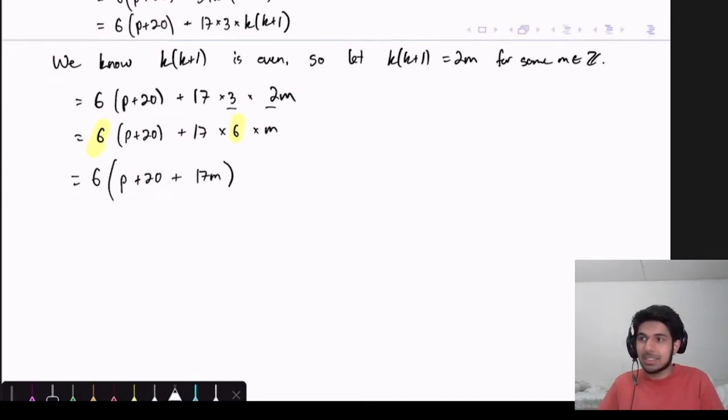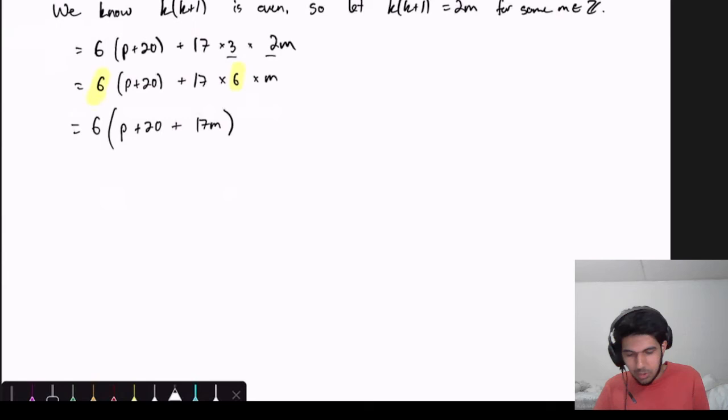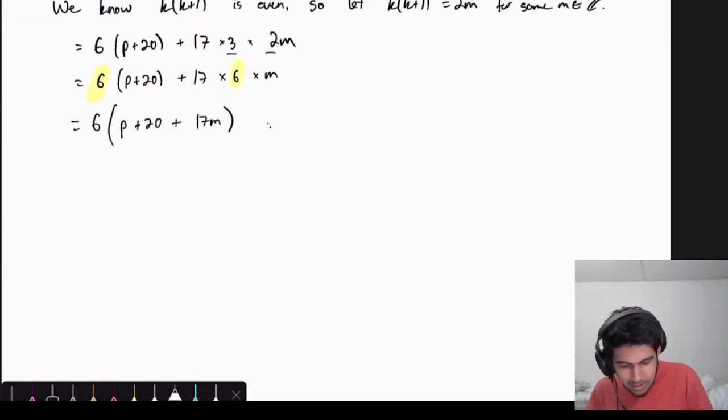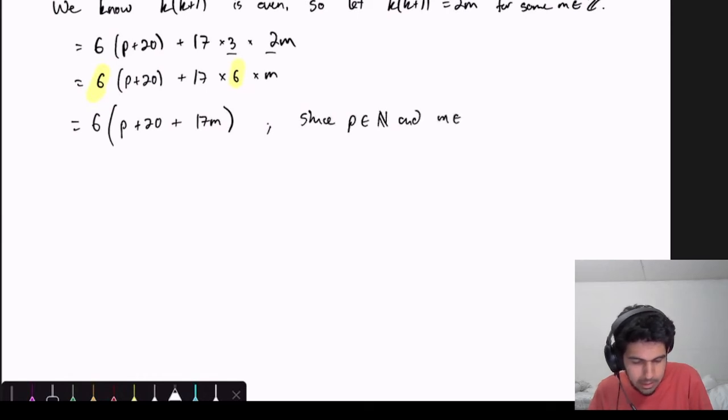And that's basically the end of the proof. Here we can say, since p is in the natural numbers and m is in the integers, then the quantity p plus 20 plus 17m, that's going to be in the natural numbers.